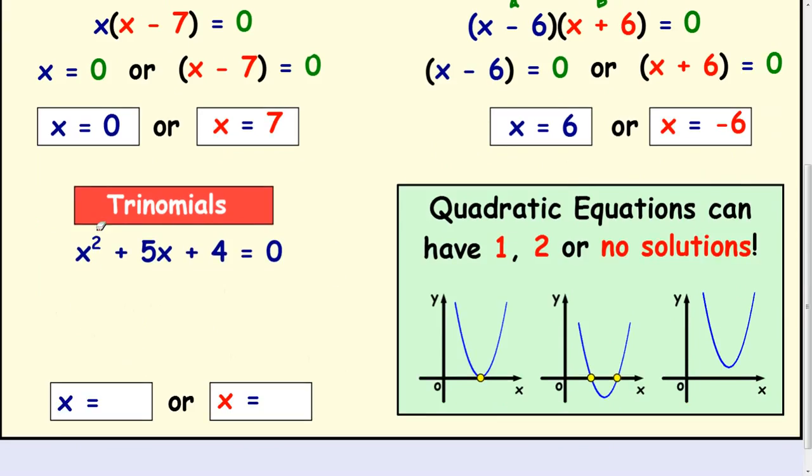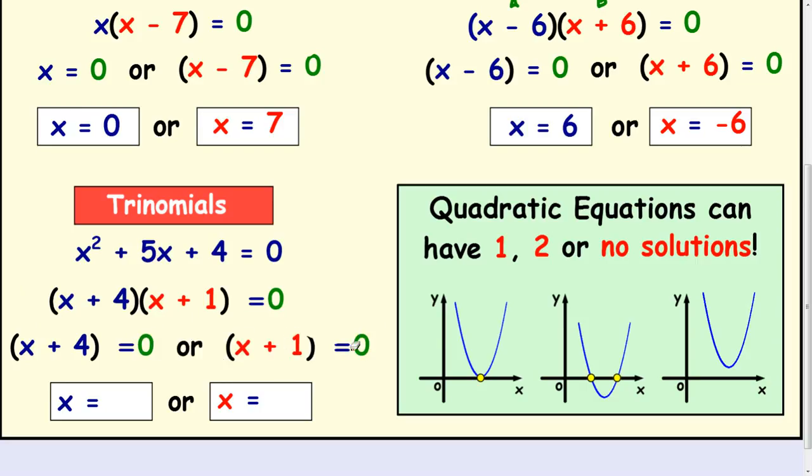And finally, the last one, a trinomial. So double brackets, factors of 4 at the end to make the 4, and they will add to make the 5. So either the first bracket can equal 0, or the x plus 1 can equal 0. Okay, let's solve the first one. Well, you take away the 4 to the other side to get what x is, so that's negative 4, and take away the 1 to get negative 1. Now you can check, you can sub them back in up here to see if they work, and it should work out for you.